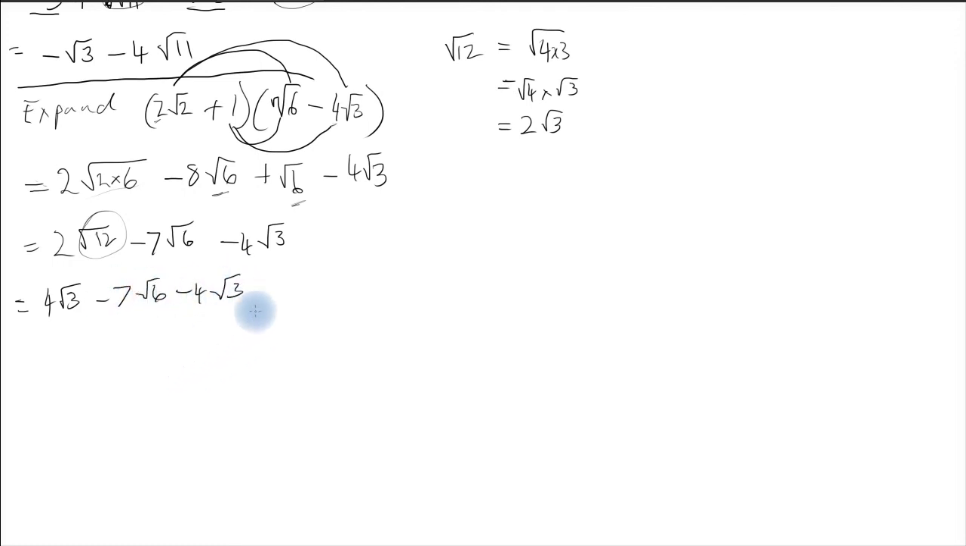Okay, now I've got some more like terms. I've got a 4 root 3 and a minus 4 root 3. So because they're exactly the same, they're going to cancel each other out, leaving us with a minus 7 root 6. So there you go. That is our total answer to multiplying these two surd expressions together.